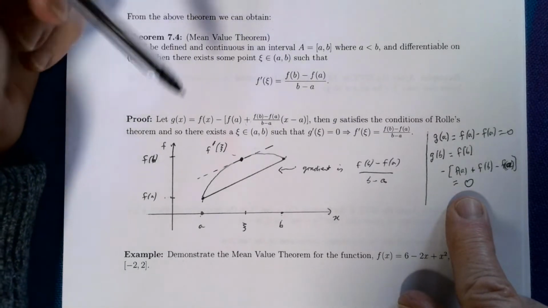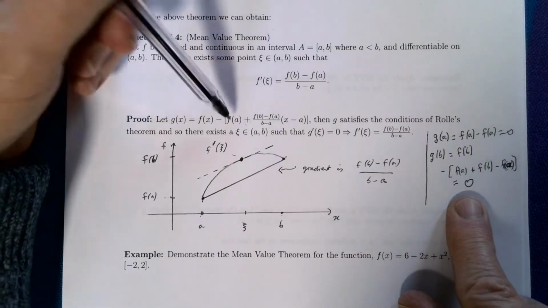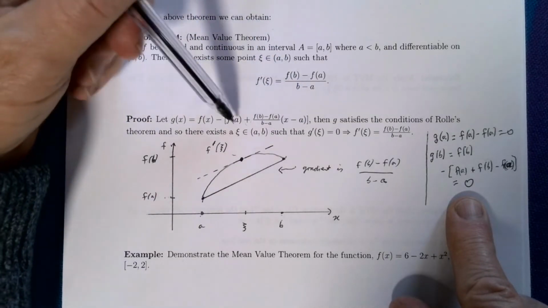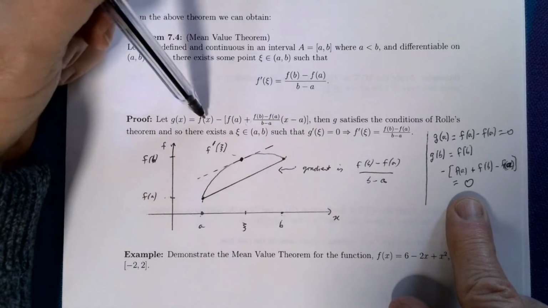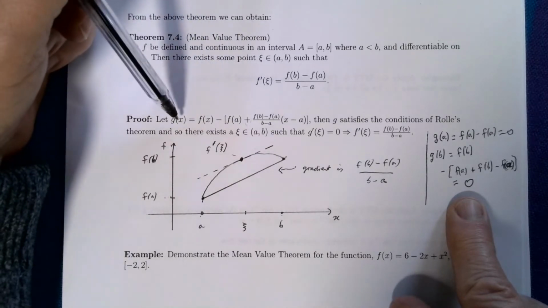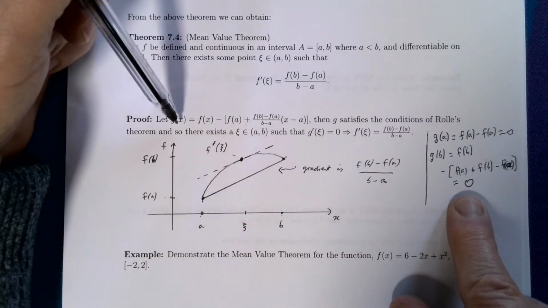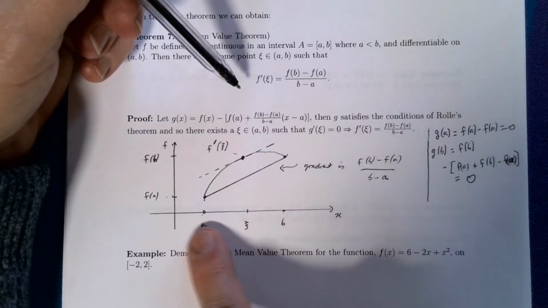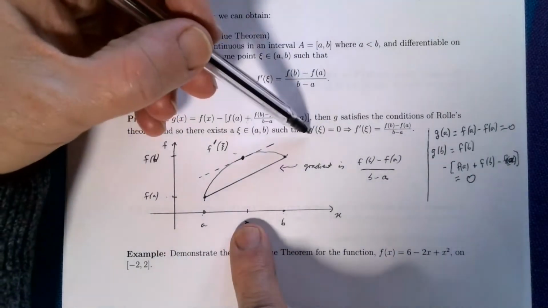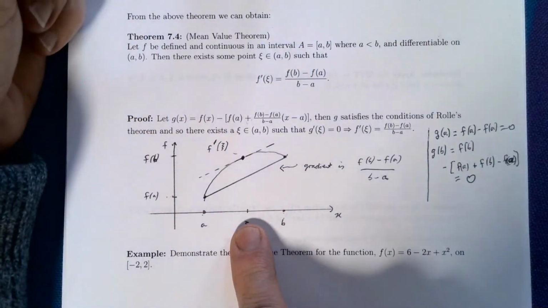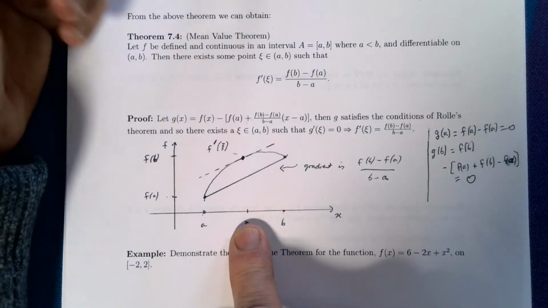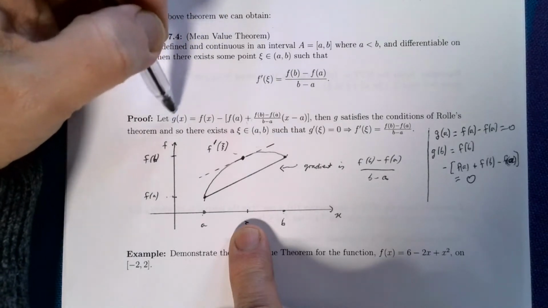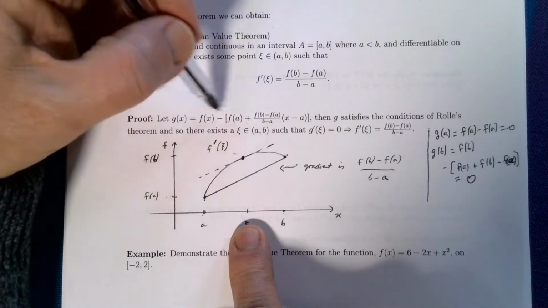So the function g is continuous because f is, and this is continuous. And it's differentiable because these functions are differentiable. It's got the same value at a as it has at b. And so by Rolle's theorem, there's a psi somewhere in here where the derivative of g is 0. Now what's the derivative of g? I have to differentiate this expression in here.